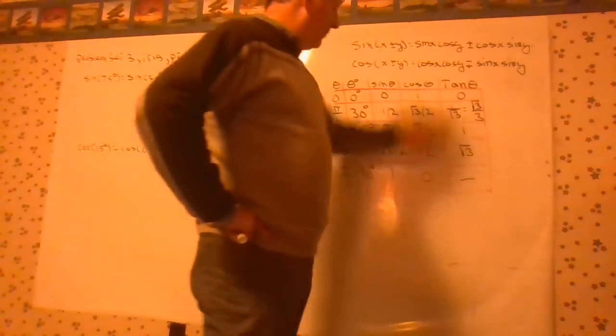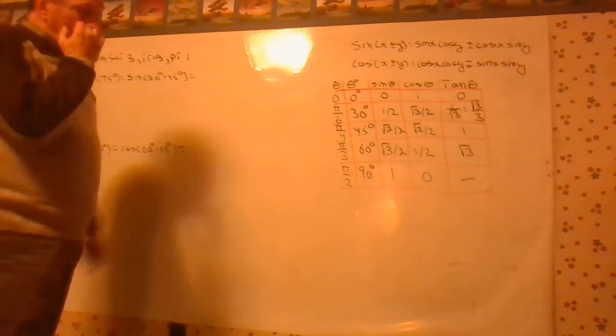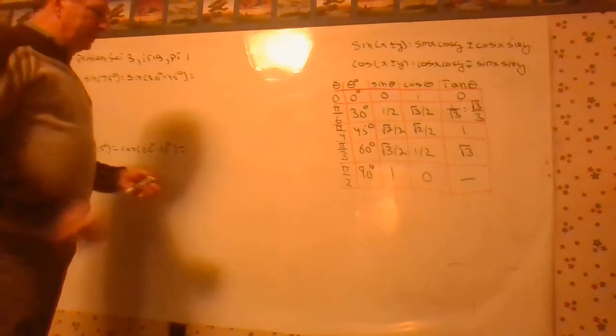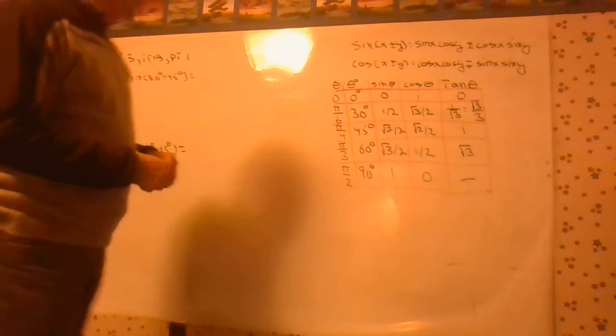Here's all the sine, cosine, and tangent values for theta. If you had high school trig, which you should have, you've probably gone over these values. We're going to look at a couple examples.